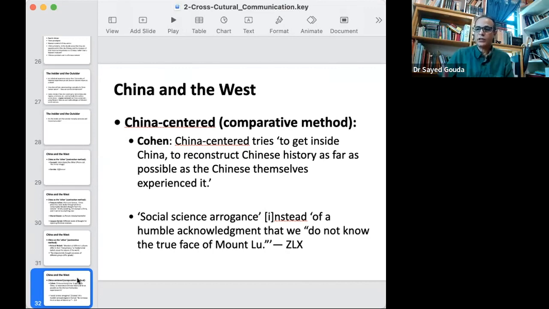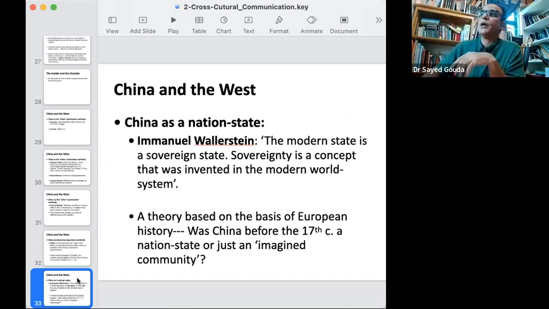So instead of this social science arrogance, he calls for a humble acknowledgement that we do not know the true face of Mount Lu. He quotes the third line of the poem: no matter whether we are Chinese or Westerners, we will never know the true face of Mount Lu. It will always be a comparative question, and we need a compromise. We need different perspectives in order to understand history. And here he comes to offer his own explanation of the poem at the end of his paper.